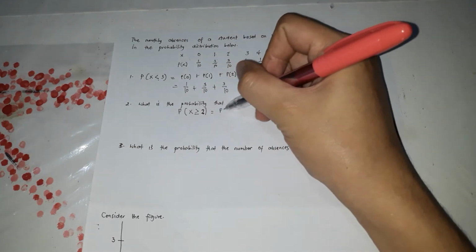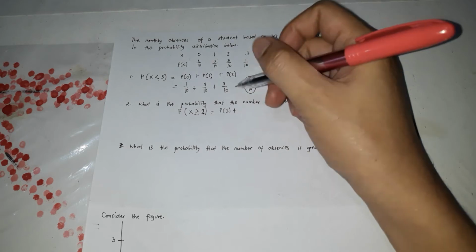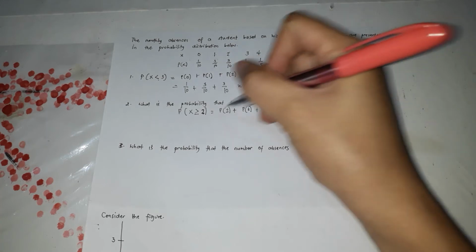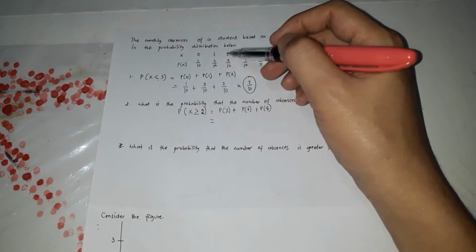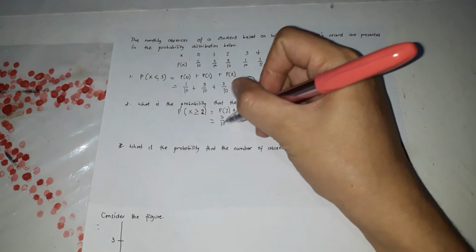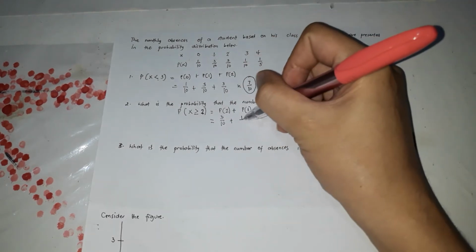So P of 2, the smallest number, at least 2, so it would be 2, 3, and 4: P of 2 plus P of 3 plus P of 4. Kapag pinakamataas naman, maximum is 2, that is at most 2. So the probability of 2 is 3 of 10 plus the probability of 3 is 1 out of 10 plus the probability of 4 is 1 out of 5.